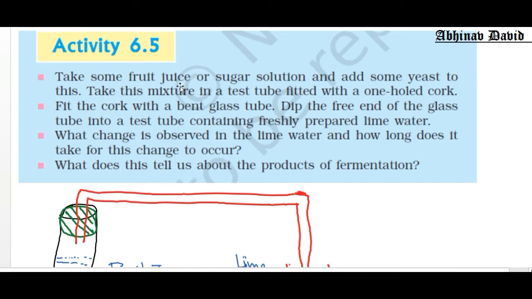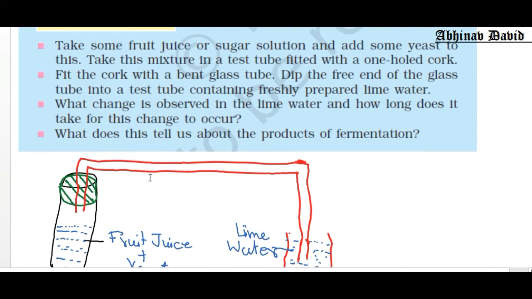Take some fruit juice or sugar solution and add some yeast to this. Okay, so we can take sugar solution or fruit juice, both contain sugar, or carbohydrate, and we add yeast there. Okay, now we have to take this in a test tube and then fit it with a cork having only one hole. Now we have to fix one bent tube. As you can see in the diagram, we have a bent tube which is shown by the red color.